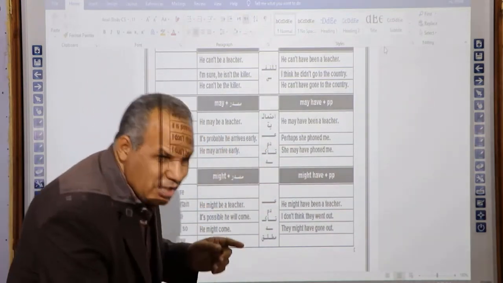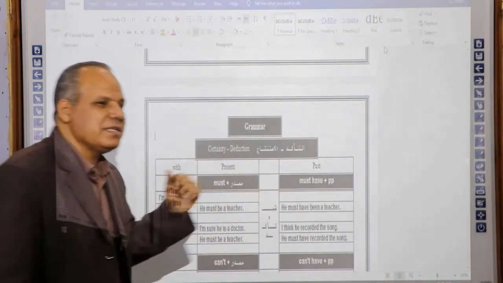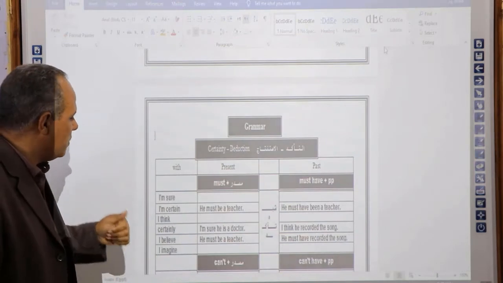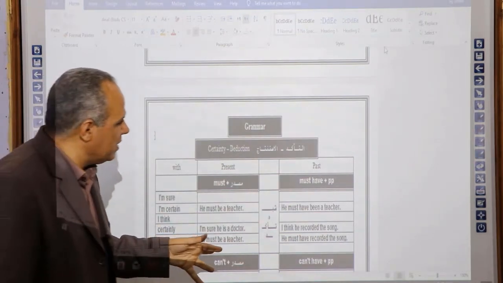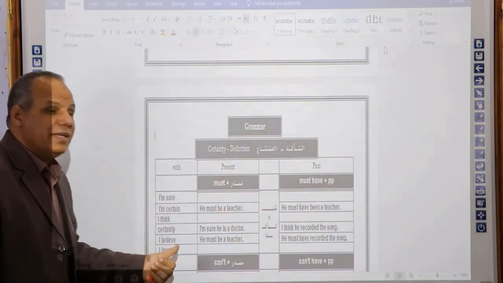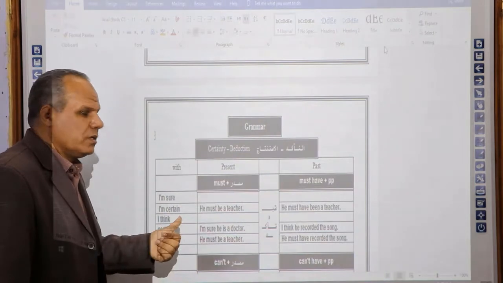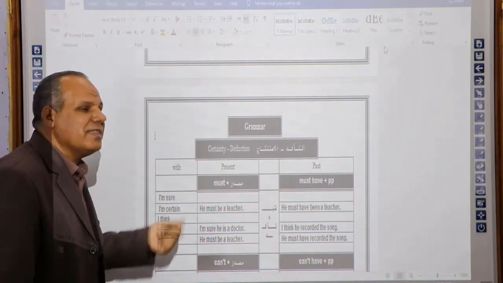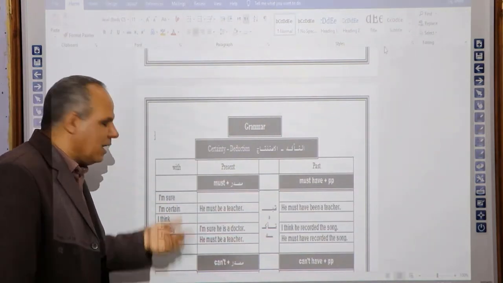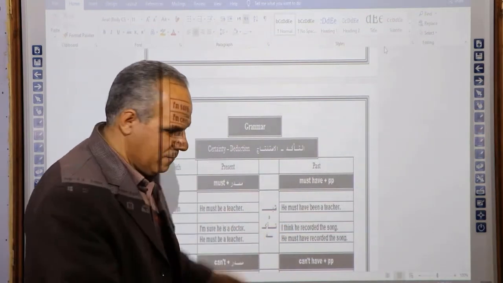We usually use must plus infinitive and must have plus past participle, or can't plus infinitive, or can't have plus past participle, with the following expressions مع التعبيرات الآتية: I am sure, I am certain, I think, certainly, I believe, I imagine، بمعنى أنا أتخيل.